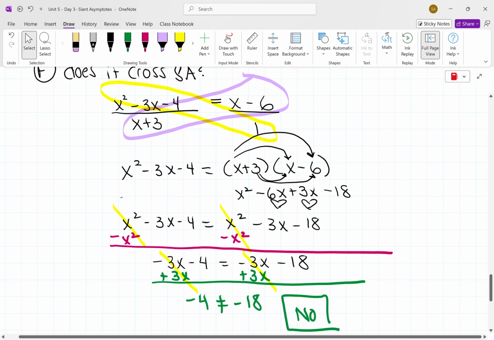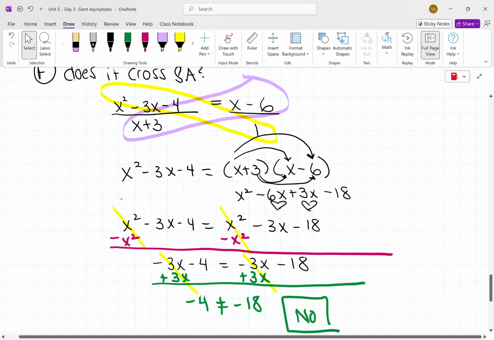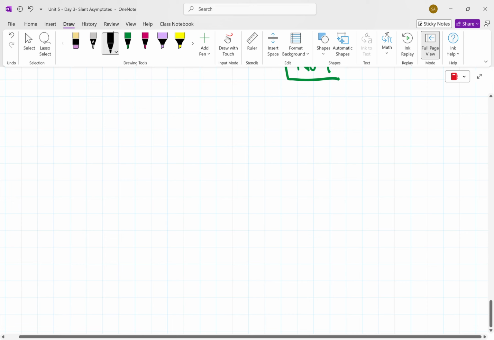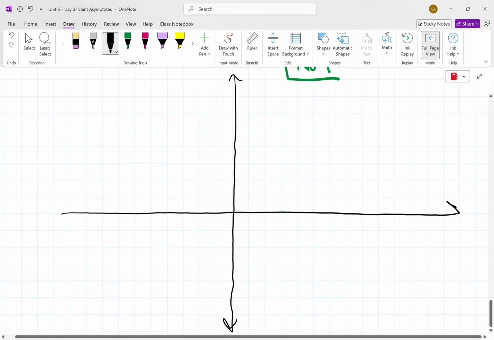Okay, let's keep going now. We ready for the sketch? Anybody still copying this? No? All right, sketch. So the sketch is going to look a little different. All right, so first thing we're going to sketch is our vertical asymptote, which is at negative 3 this time.